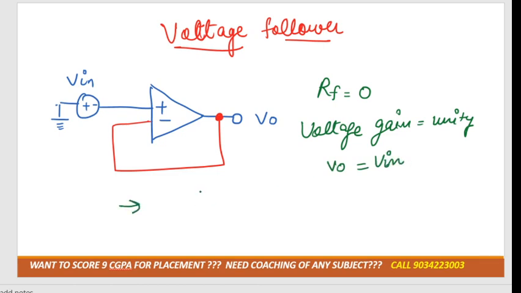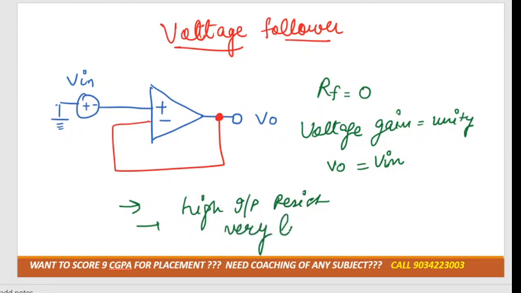So we can consider it as having a very high input resistance, right? It has a very high input resistance and very low output resistance. So it will be used as a buffer for impedance matching.